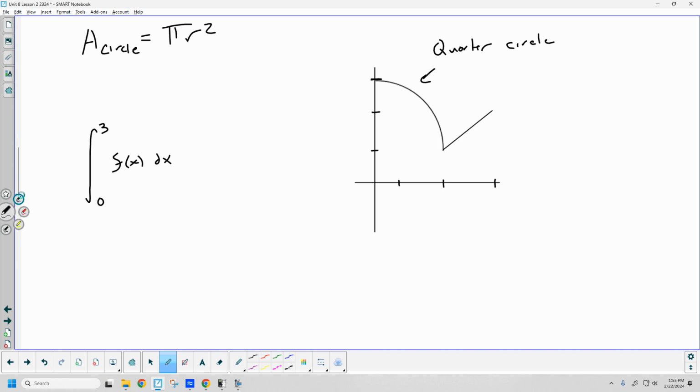Close, and I like what you're doing. The quarter circle actually ends right here. The quarter circle actually ends right there. Oh wait, you don't find it.